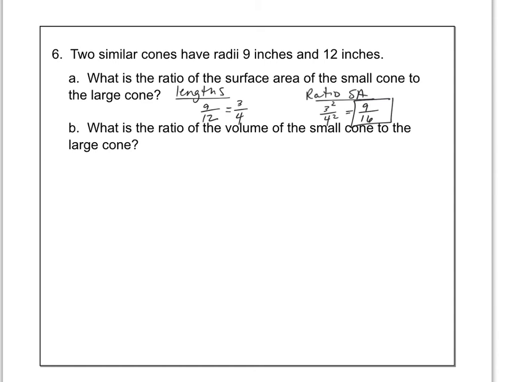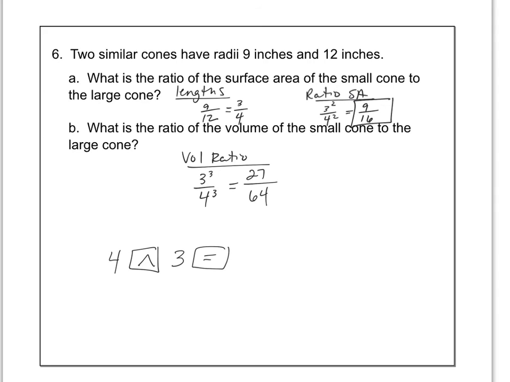Part B, what's the ratio of the volumes for the small cone to the large cone? So the volume ratio, again, take the lengths. The lengths ratio is 3 to 4. And this time for volumes, you cube that ratio. 3 cubed is 27. 4 cubed is 64. Now you might have to type that in your calculator. Remember, you use that caret button. It's like an up arrow. And so if you do 4 raised to the third, you should get 64. 4 times 4 times 4, 3 times.